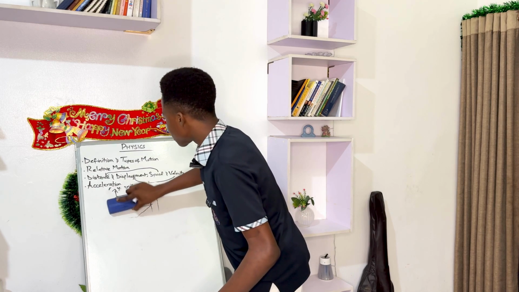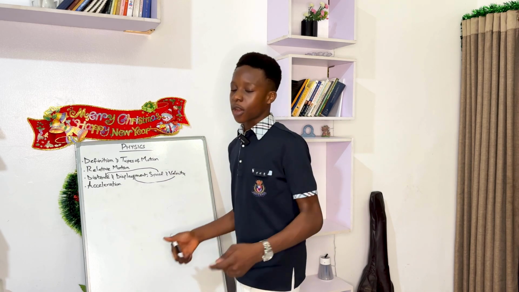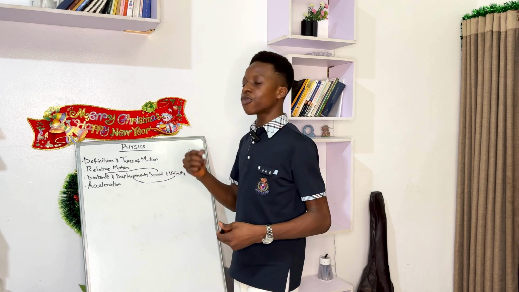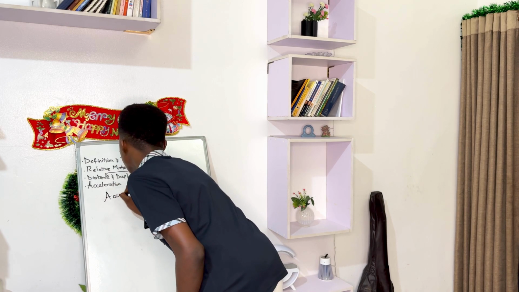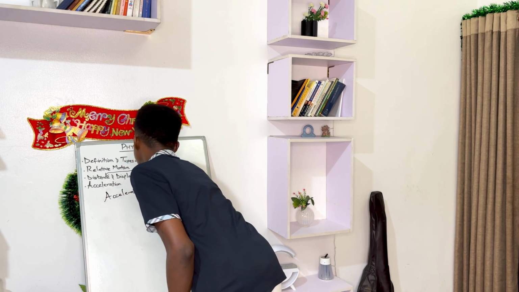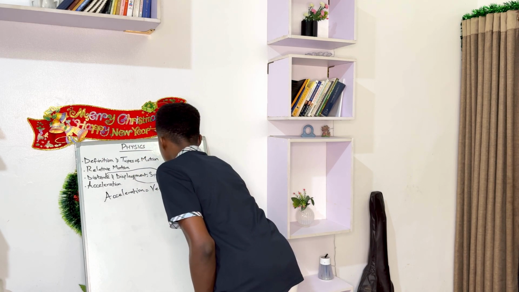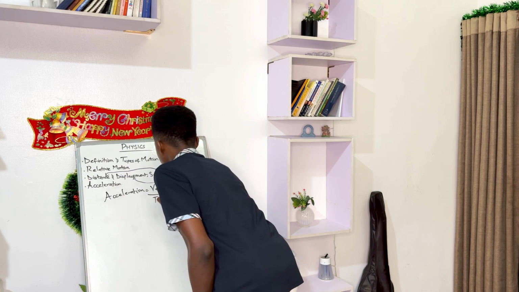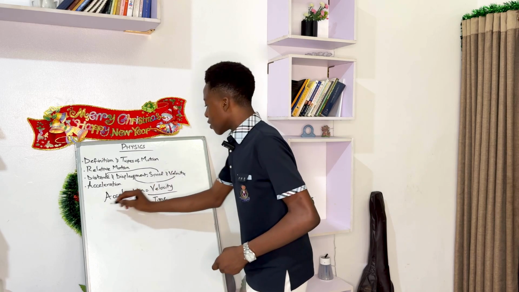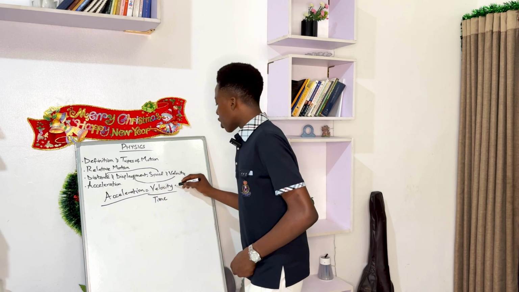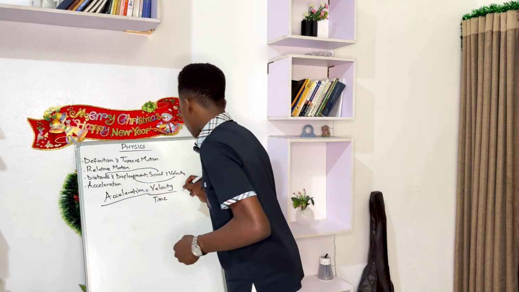And now that I've explained this, let's dive into acceleration. Acceleration is the rate of change of velocity. It means how fast velocity changes with time. So the formula for acceleration is velocity divided by time. Acceleration is a vector quantity because velocity is a vector quantity of displacement.